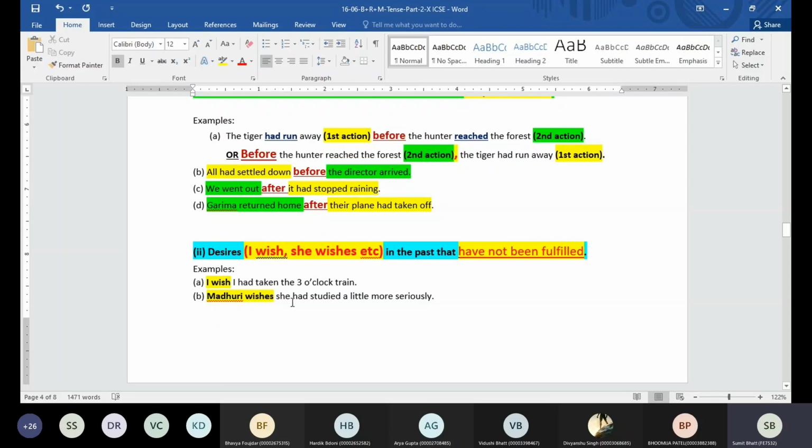So if you have a sentence with I wish or she wishes, generally these are the words we use. In that case, guys, we are going to use past perfect tense if we are representing anything which was not fulfilled. Like I wish I had taken the 3 o'clock train. Madhuri wishes she had studied a little more seriously. So in these cases, we are referring to the wishes which were not fulfilled in the past. So we are using a combination of simple present and past perfect tense.